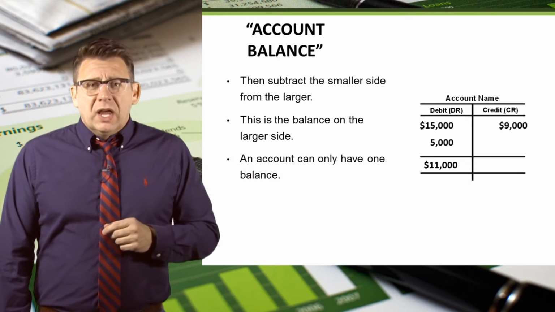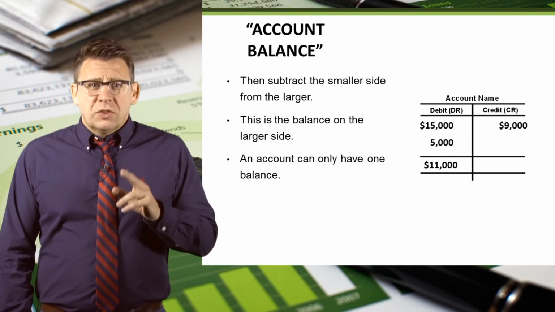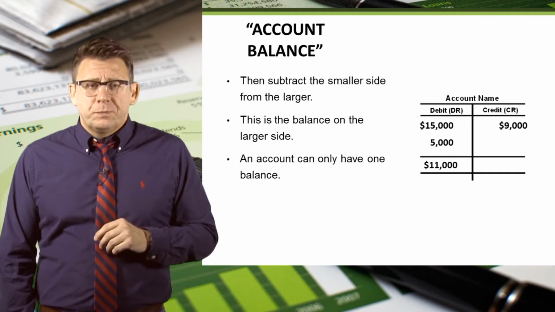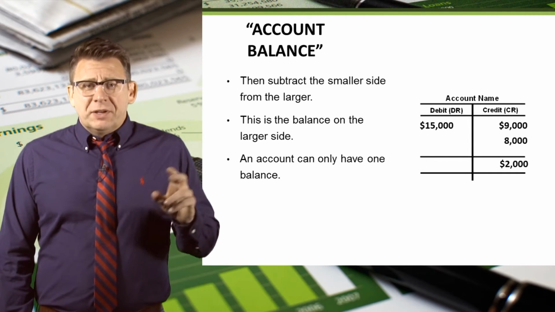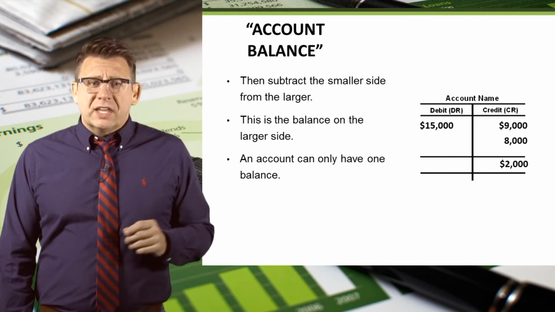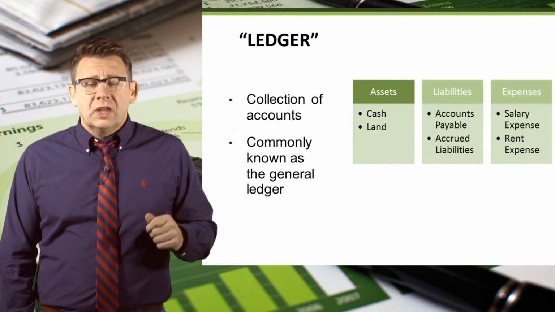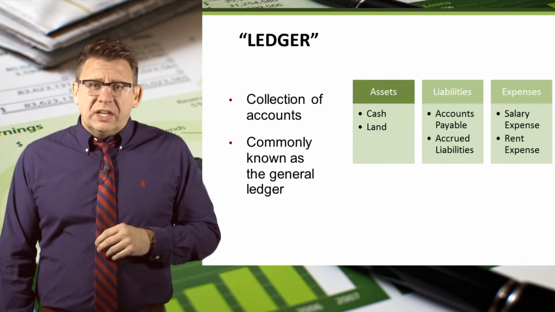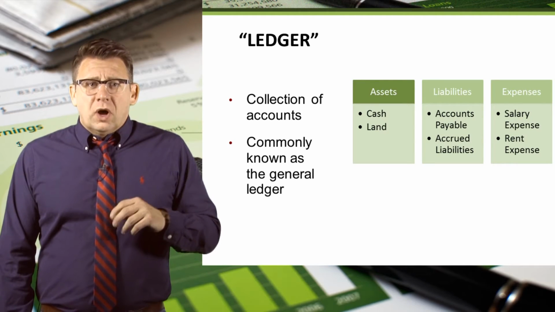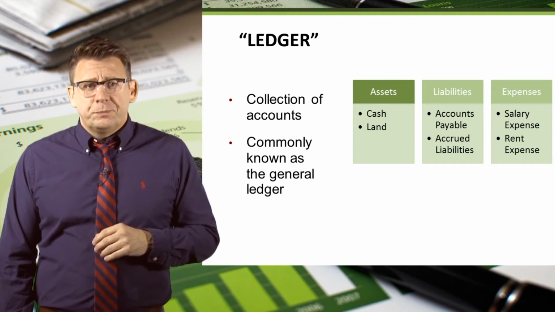In this example, debits are $20,000 and credits are $9,000. So the balance of this account is an $11,000 debit balance. In this next example, debits are $15,000 and credits are $17,000. So the balance of this account is a $2,000 credit balance. The ledger, sometimes known as the general ledger, is a collection of all of a company's accounts. So all of the asset, liability, equity, revenue, and expense accounts are located in the ledger.